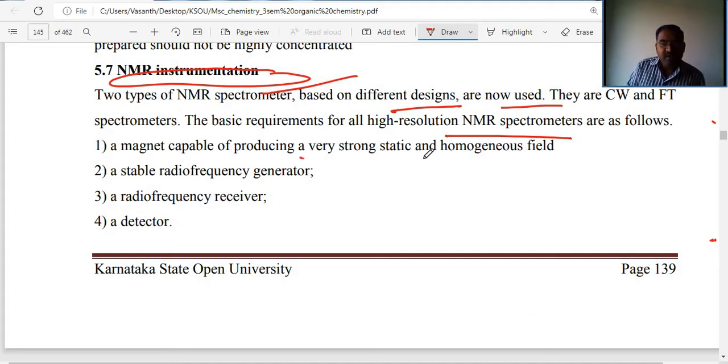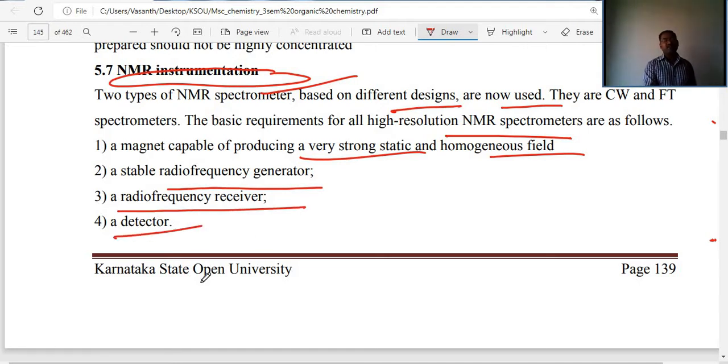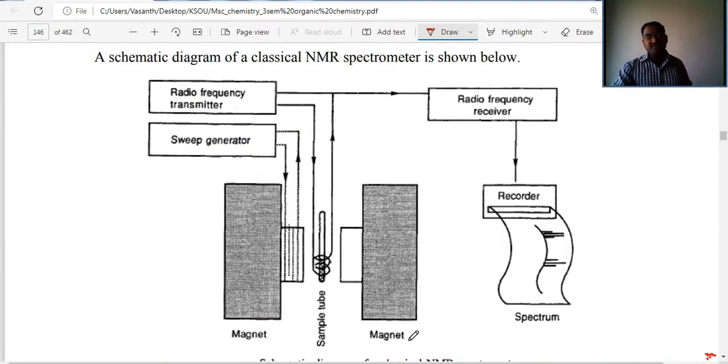A magnet capable of producing a very strong static and homogeneous field. A stable radio frequency generator. A radio frequency receiver. And finally, a detector. These are all the parts of an NMR spectrometer: radio frequency transmitter, sweep generator, radio frequency receiver, recorder, spectrum, and magnet.